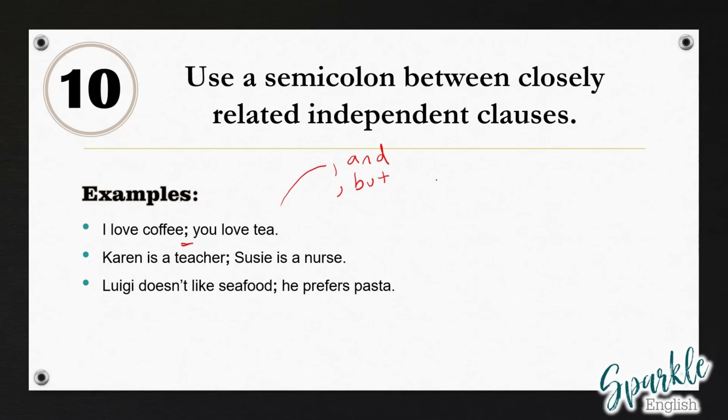Or you could also separate it into two different sentences, ending "I love coffee" with a period and starting the next sentence with "you" and capitalizing the letter. The next example: Karen is a teacher; Susie is a nurse. Luigi doesn't like seafood; he prefers pasta. You can see that in all of these examples, they are closely related. Both of the independent clauses are closely related, so we can connect them with a semicolon.